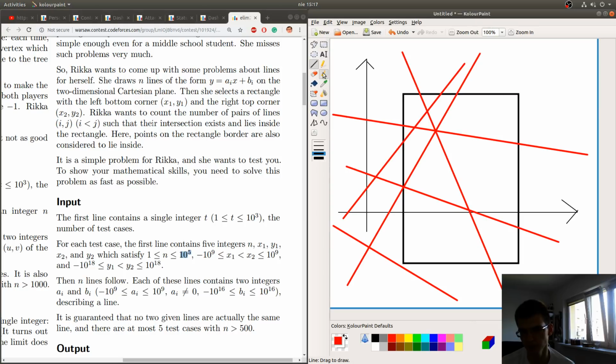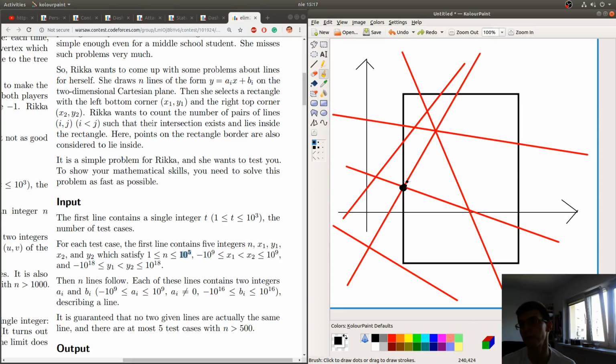So let's count the answer here. For example, this intersection doesn't count because it's not inside the rectangle. And the statement says we also count those on the boundaries. So here this one counts. It's exactly on the boundary, but it counts. So here we have a second one, third one, 4, 5. Oh, sorry, these are not.